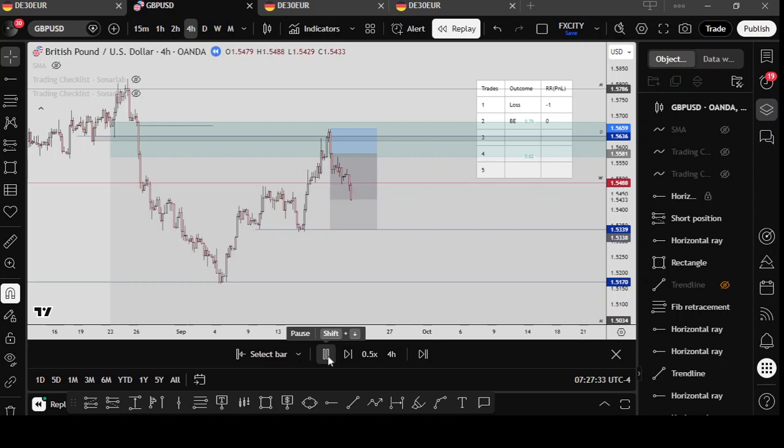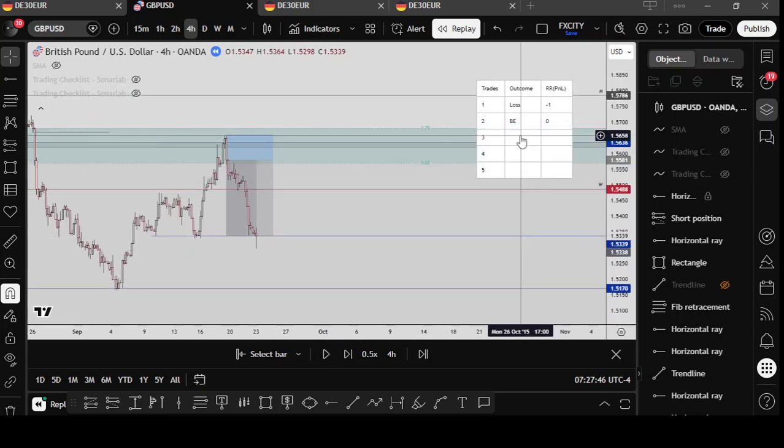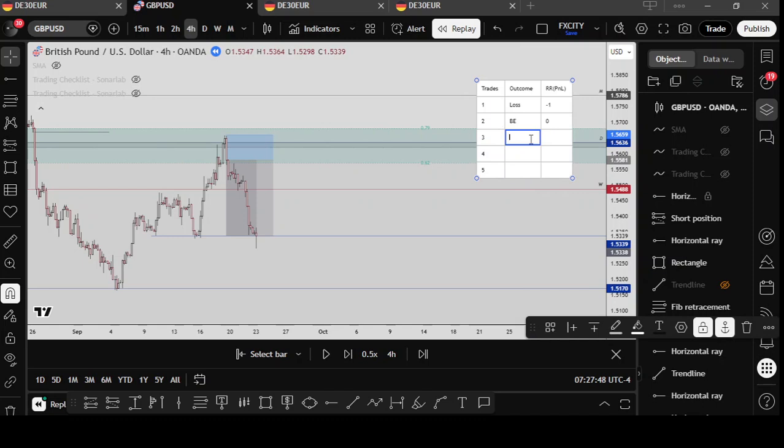We're not breaking that level. And we hit take profit. So that would be a win. Sorry, one loss, one win, and one break even. And the win here is 3.1 R.